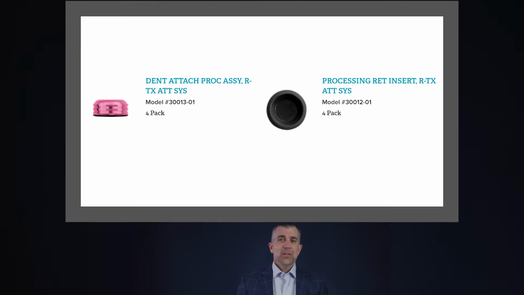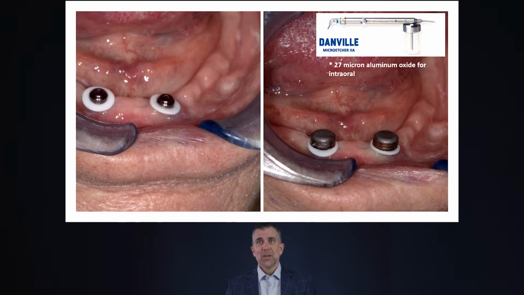Additionally, you've got the abutment and you've also got the processing attachments. The processing attachments on the new Locator RTX are anodized, and they also have a processing insert in them. Those are placed on top of the abutment, and there's actually a ring underneath that will keep these from getting the denture locked on while you're processing the attachments.